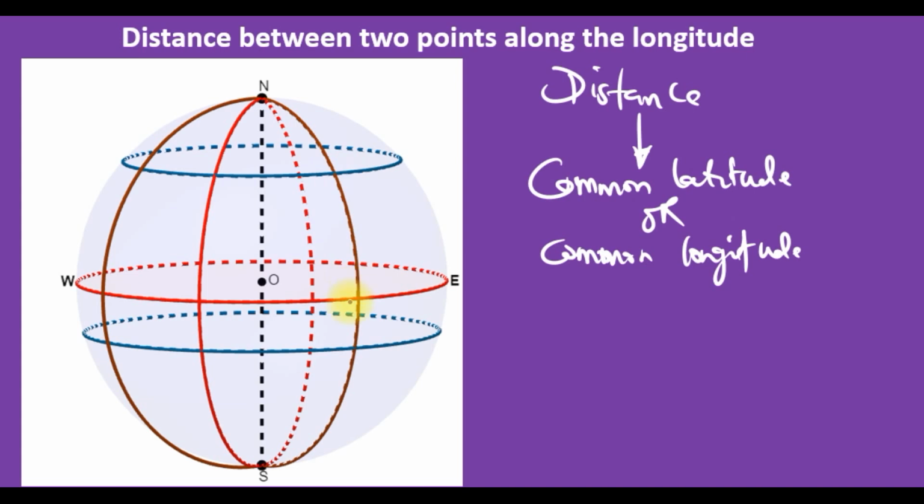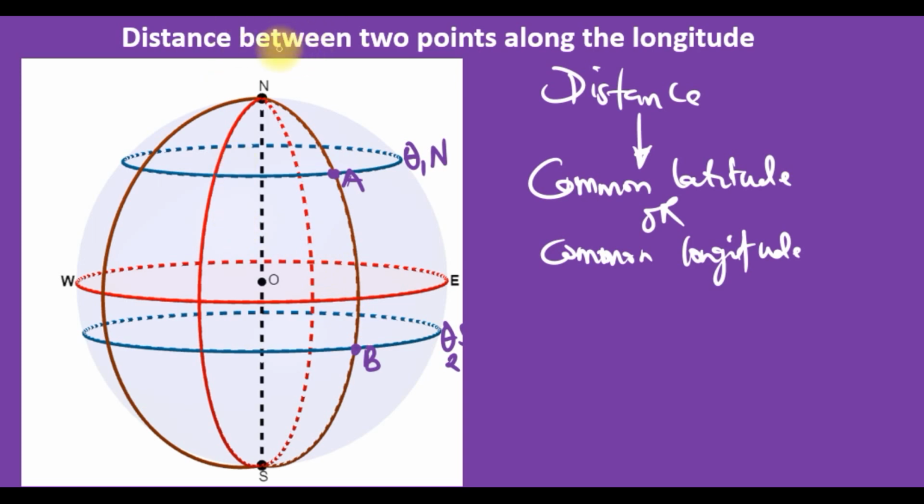So assuming this is a longitude, I want to calculate distance along this longitude. So maybe I call here A and call here B. So what do you notice? They must have common longitude and different latitudes. So if I call here theta 1 of north, while here could be theta 2 of south. So that's it.